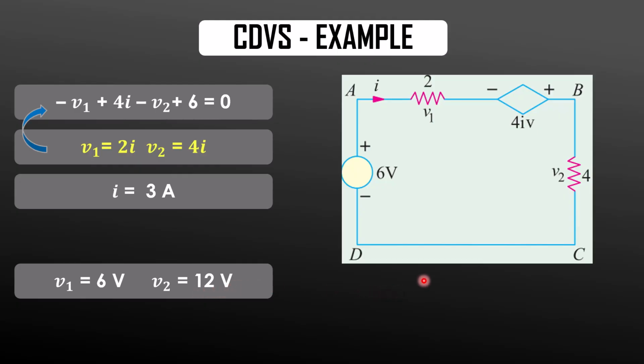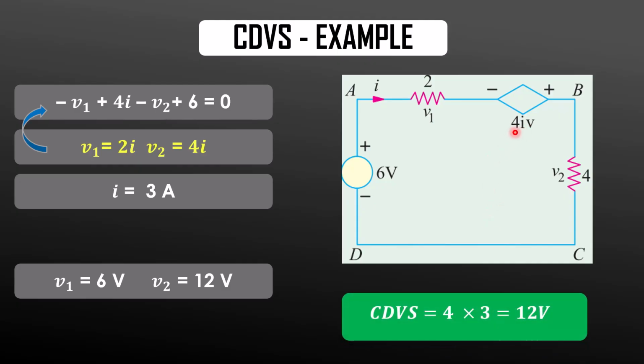Now it's time to compute the value of this current dependent voltage source, because we have the value of this current I. So putting the value of I, which is equal to 3, the value of this voltage source comes out to be 12 volt. So this is how you can solve the circuits and compute the value of dependent sources.